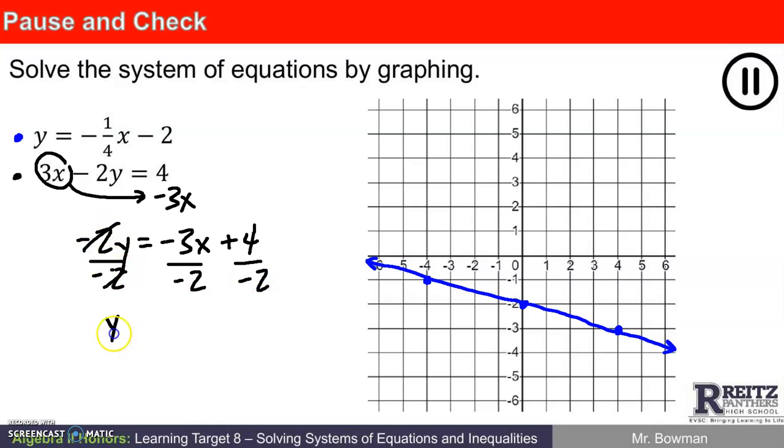So what I have is y equals positive 3/2 x, and 4 divided by negative 2 is a negative 2. And that one's ready to graph now. It's got a y-intercept of negative 2. Oh, that's nice. It's got a slope of 3/2, up 3 and right 2. And the line, I believe, would look something like this.